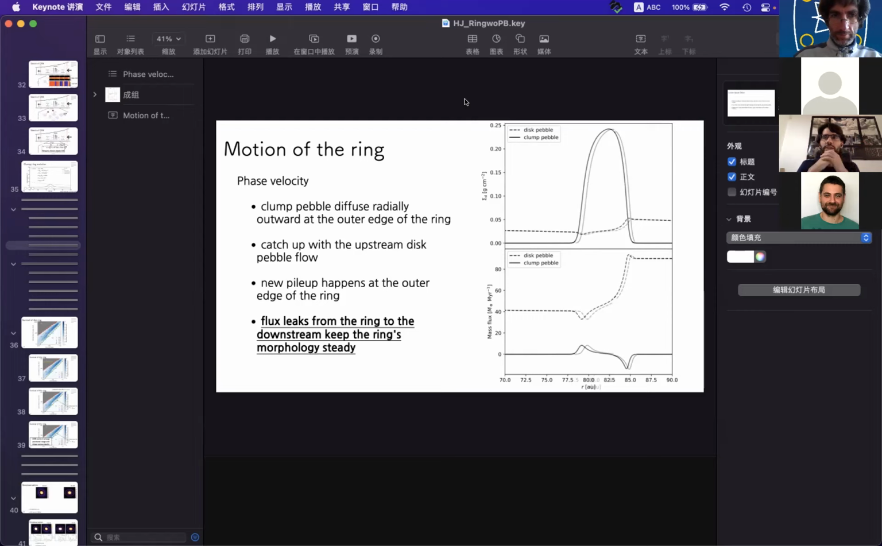I think that's a good point of view. I'm not quite sure, because for our model, the pebbles are always in a very thin mid-plane region. So the scale height of dust and gas could differ by maybe 10 times. So I'm not quite sure. Maybe it's true, yeah. Okay.